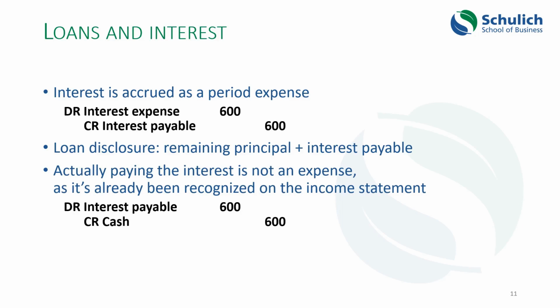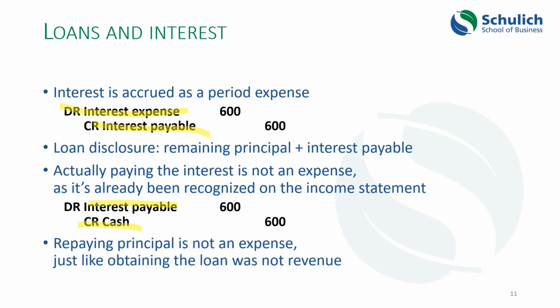And keep in mind, of course, that when you actually get around to paying the interest, it's not an expense because you've already recognized the expense on the income statement. So in this situation, you have a debit to the interest payable and a credit to cash. If you had not accrued the interest previously, it would have been debit to interest expense, credit to cash. But since we already did the accrual for the expense, the debit goes against the payable to wipe out the payable that we set up. So the other thing to keep in mind, of course, is that when you actually repay the principal, that is not an expense. It was not an expense any more than obtaining the loan was revenue.